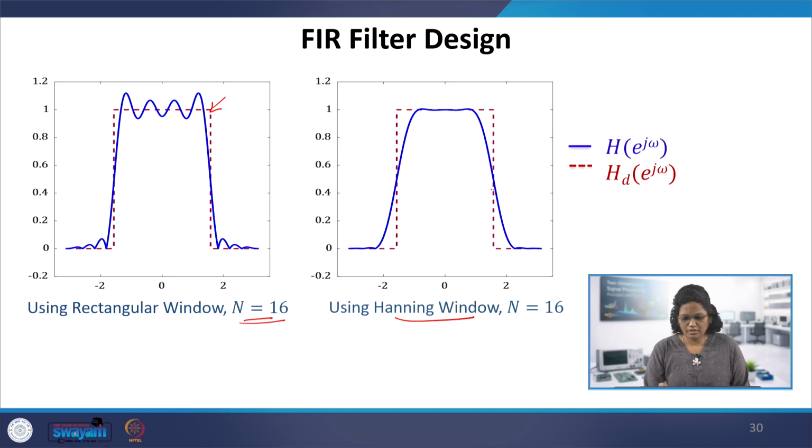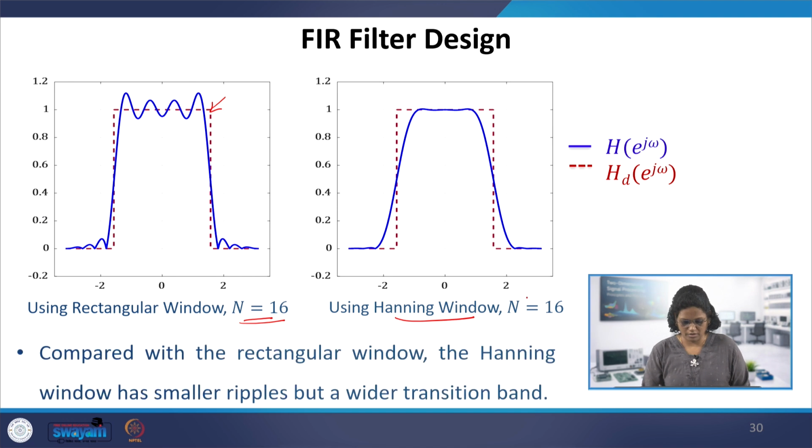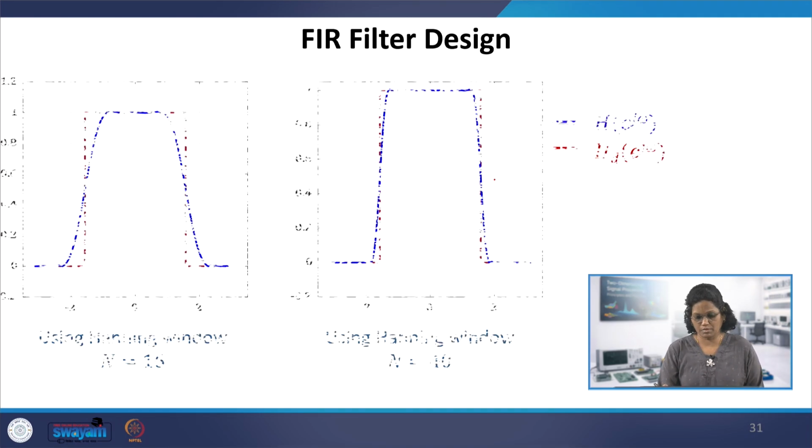So in this case, to reduce the transition width again, the main lobe width should be reduced. For that, n needs to be increased further. So if you consider this rectangular window and the Hanning window case, looking at the transition width and the ripple, there is an advantage of ripple reduction, but the transition width has become more.